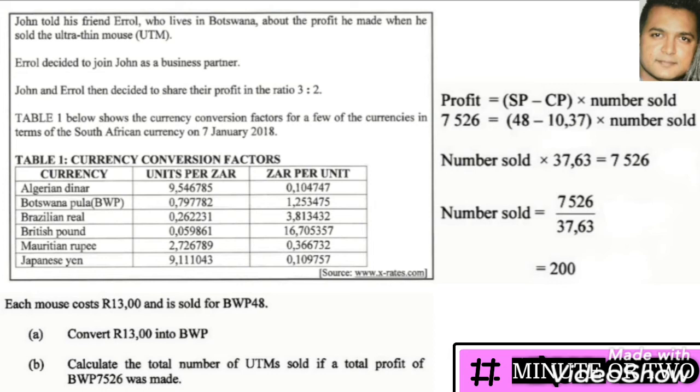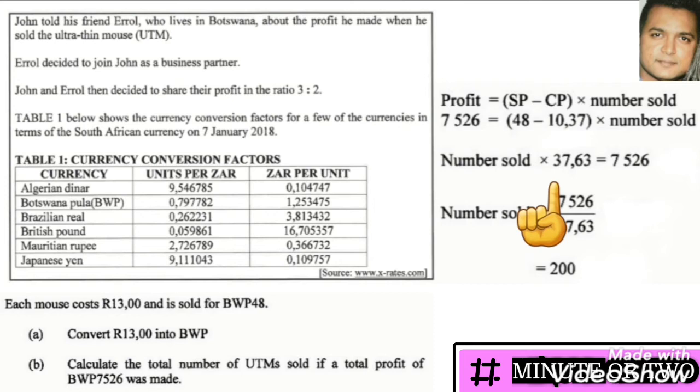Once we've substituted, we find that the number of items sold will be our subject of the formula, and we've done this work in grade 9. Firstly, we work out the brackets and we arrive at an amount of 37,63.